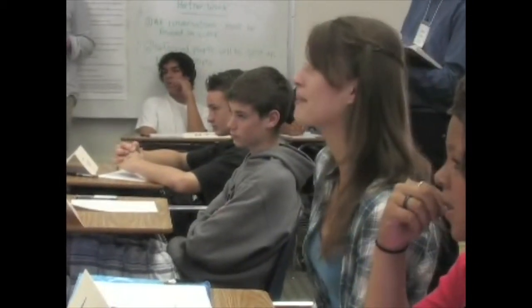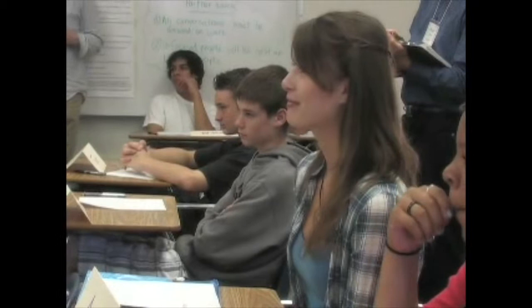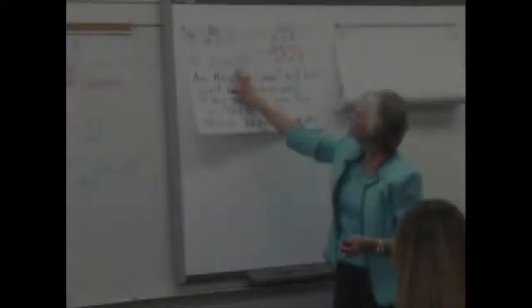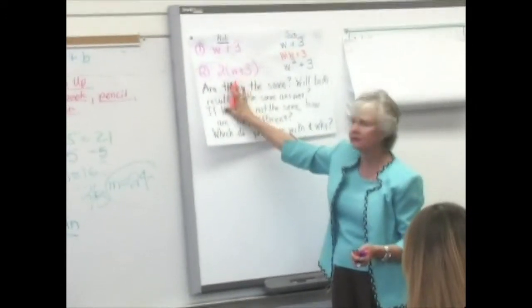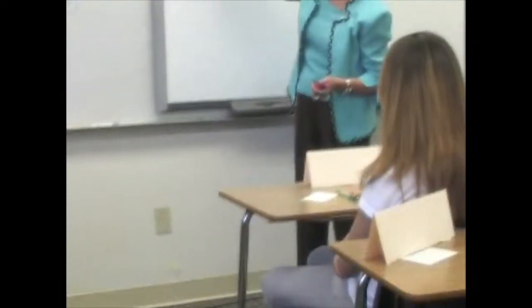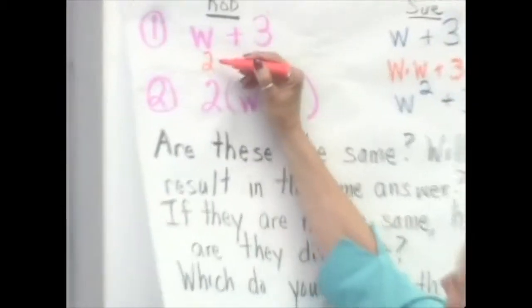Okay, so wait a minute. So you're saying that this would be W times W plus 3. Am I following? But if I distributed this one, tell me what I would do then. You do 2 times W, which would give you 2W. Okay.